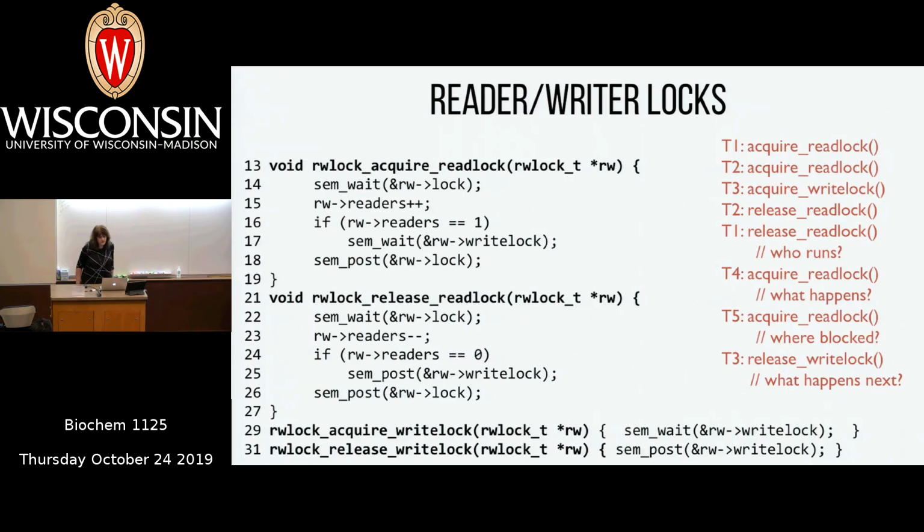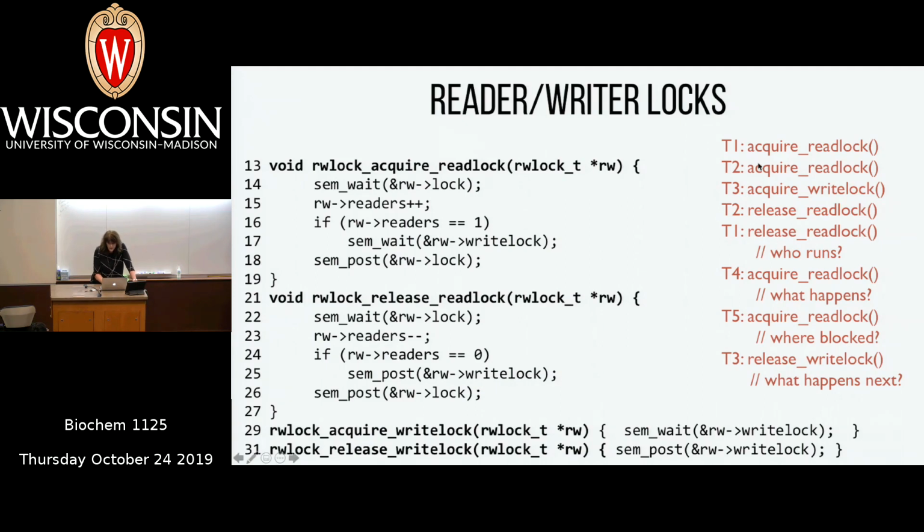Okay, so this is the code. You'll notice that there's acquire a read lock, release a read lock, and then acquire a write lock and release a write lock. The readers are going to use this version, and the writers will use this version. So let's assume we have this call stream and understand the code for that particular call stream.